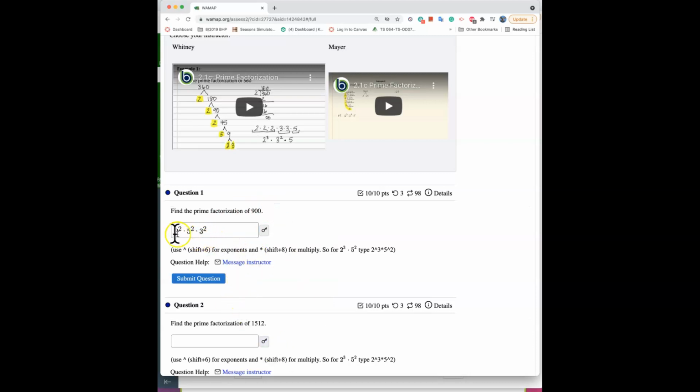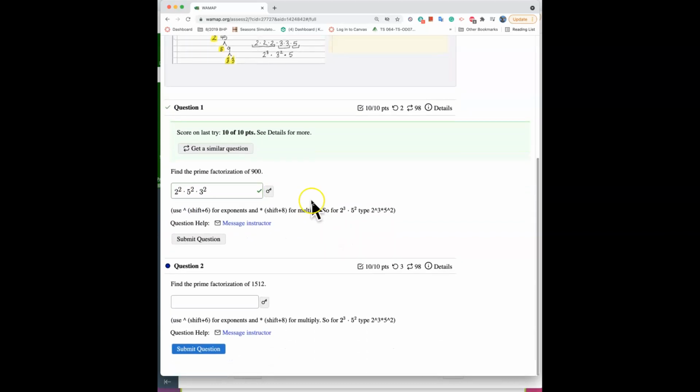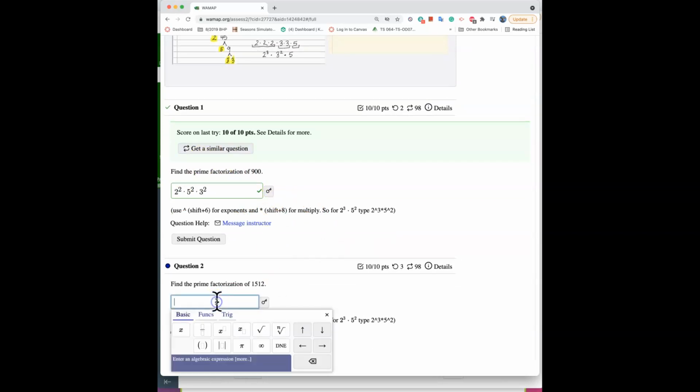Some people might be nitpicky and say it should be 2 squared times 3 squared times 5 squared, but we just ended up getting it this way, so we're going to submit it that way. And if WAMAP says it's okay, then we're okay too. So it was accepted. That's correct.